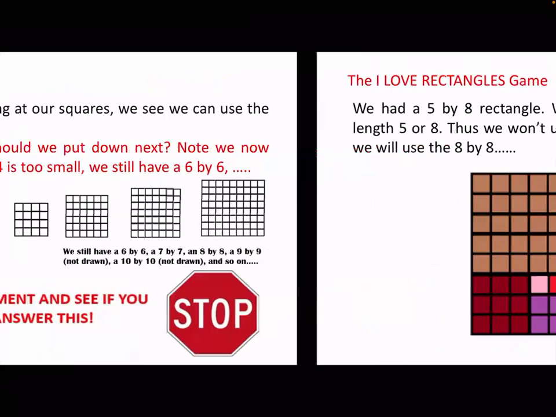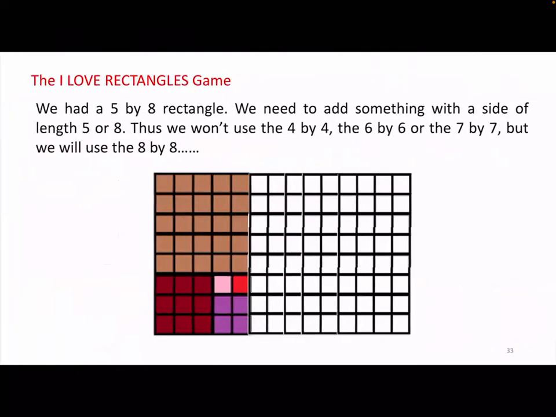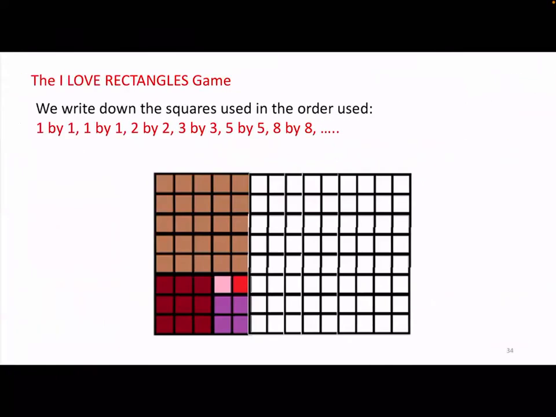So the next one would be the 8x8. And notice we're not using all of the tiles. We never use the 4x4. We never use the 6x6. We never use the 7x7. So let's write down what we're using. We're using a 1x1, a 1x1, a 2x2, a 3x3, a 5x5, an 8x8.